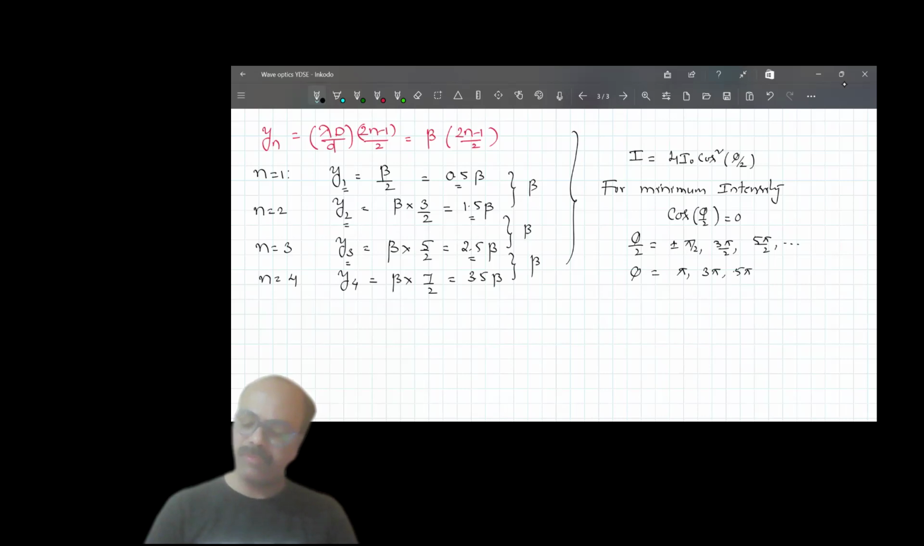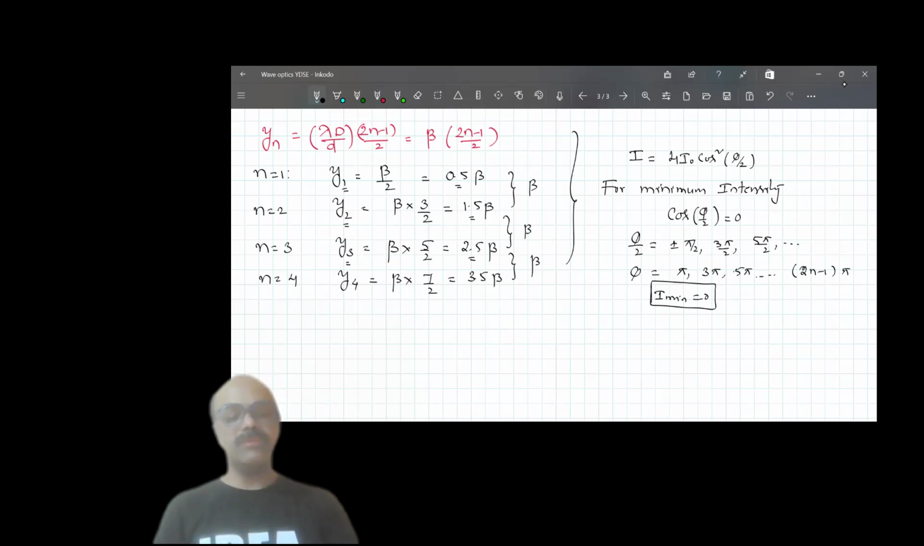So this we can write as odd numbers, 2n minus 1 times pi. So then the minimum value is 0. I minimum is equal to 0. Okay. So we have the fringe width. Fringe width formula beta is equal to lambda D by d. Okay. Then the fringe width, if you take, beta equals lambda by 2.